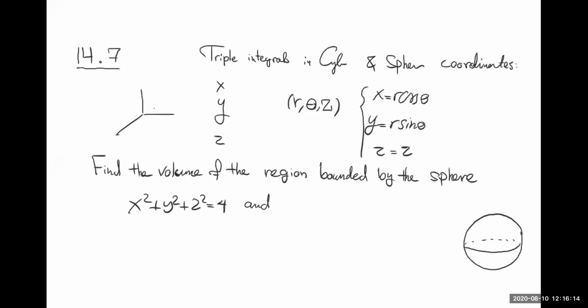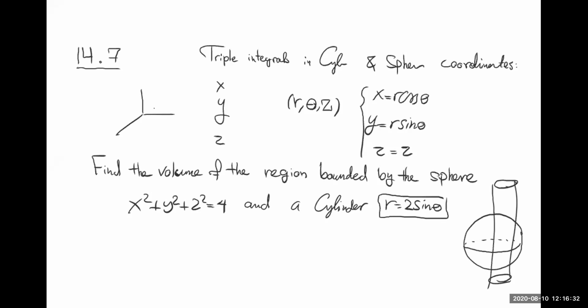And then we have a cylinder with equation r equals sine theta. You should really sketch to see what this cylinder is, but it's actually a cylindrical surface like this. This cylindrical surface would cut something out from this sphere. The question is, what is the volume of that part which this cylinder cuts from this sphere?